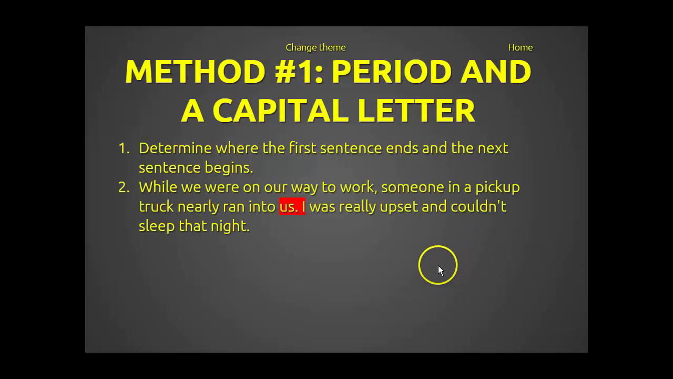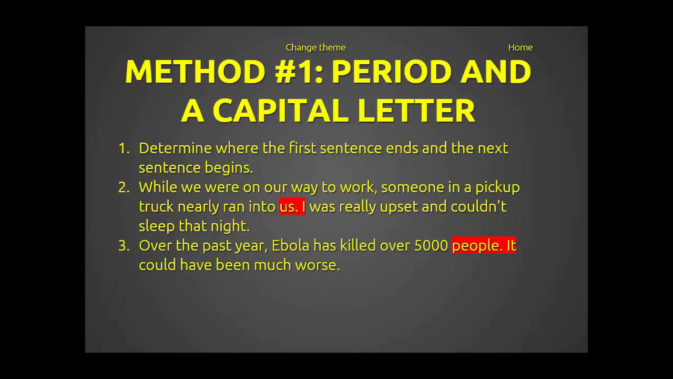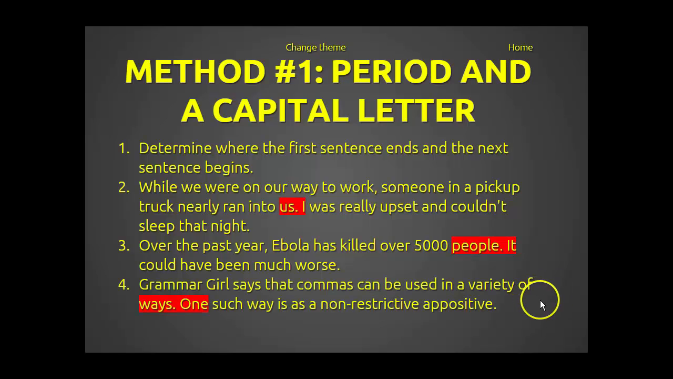So while we were on our way to work, someone in a pickup truck nearly ran into us. Period. I was really upset and couldn't sleep that night. Over the past year, Ebola has killed over 5,000 people. Period. It could have been much worse. Grammar Girl says that commas can be used in a variety of ways. Period. Capital O. One such way is as a non-restrictive appositive. So there I took all those sentences that you originally saw and fixed them.